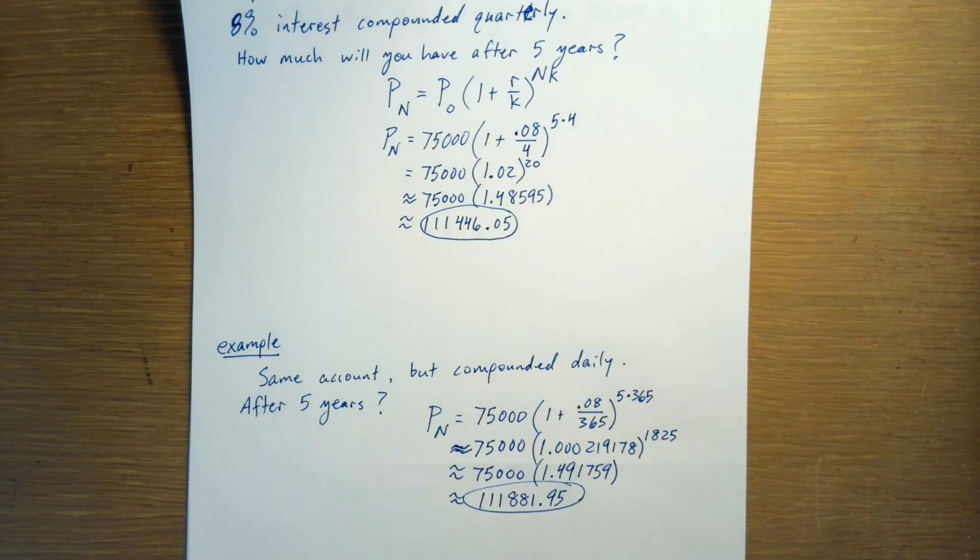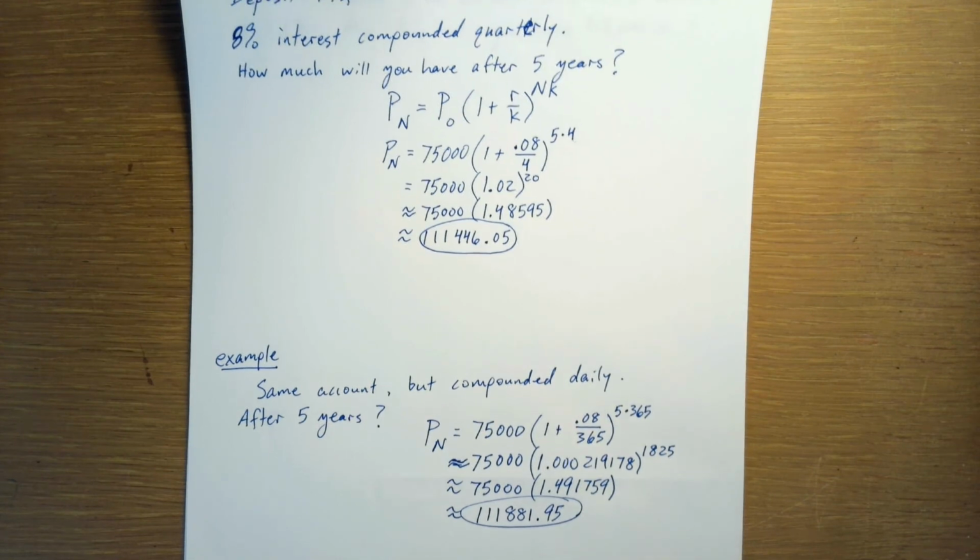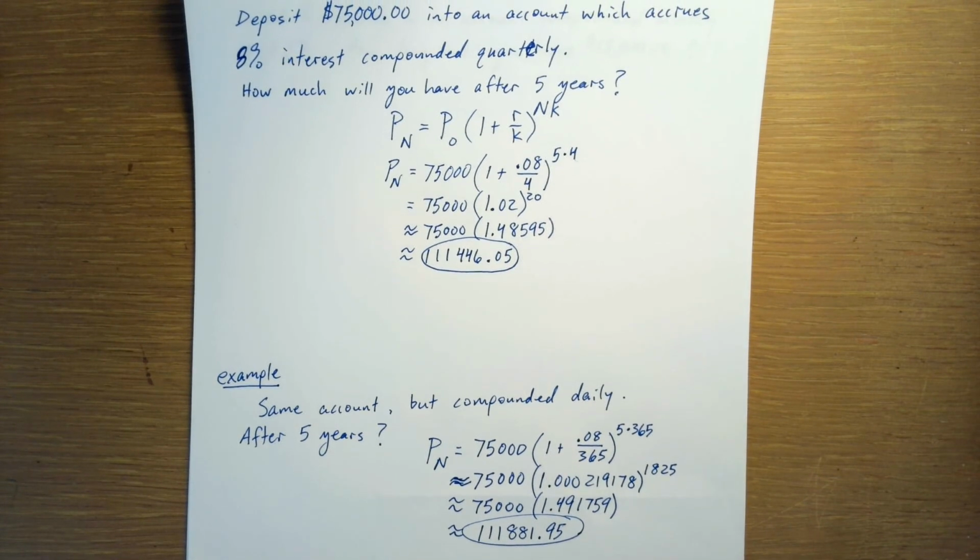So that's our answer. And notice in these two problems we get different answers. We had the same initial investment, same 8%, same 5 years, but the compounding period was different. And notice if you compound more often, you end up with more money. That's the nature of compound interest.